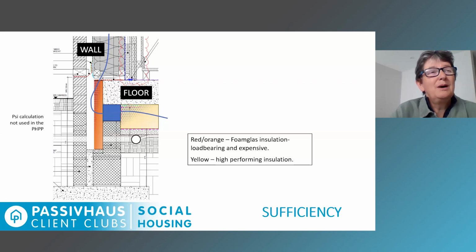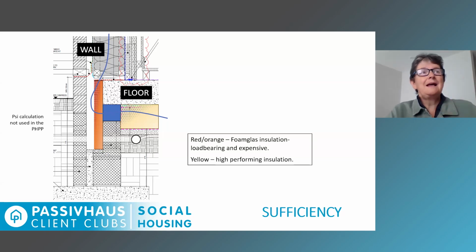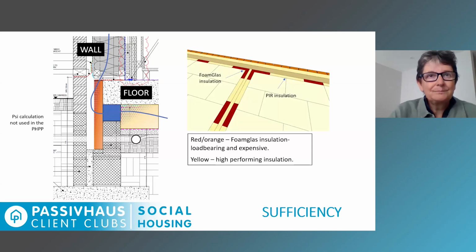So there's lots of optimization that can happen once you start looking at sufficiency, rather than thinking of Passivhaus as some sort of excessive perfection thing.